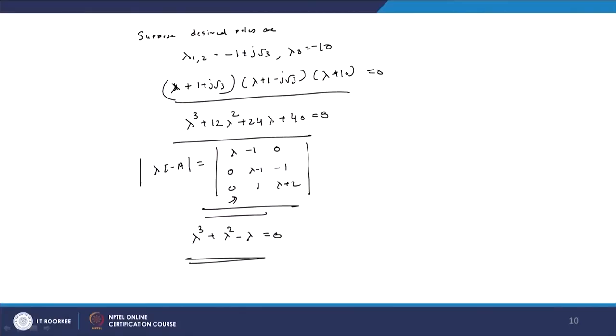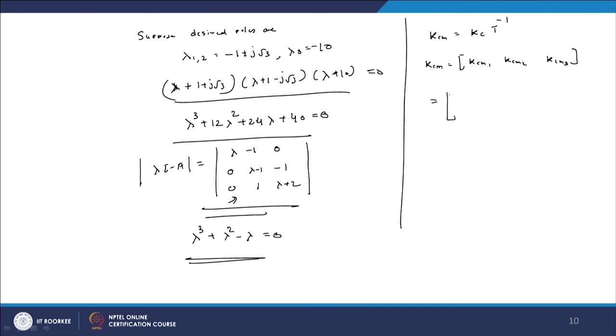Now, KCM is nothing but the comparison of the characteristic equation of this system and the characteristic equation of the desired one. If you compare them, we can get the values of KCM. So we can write this KCM equal to KC into T inverse, and KCM equal to KCM1, KCM2, KCM3.